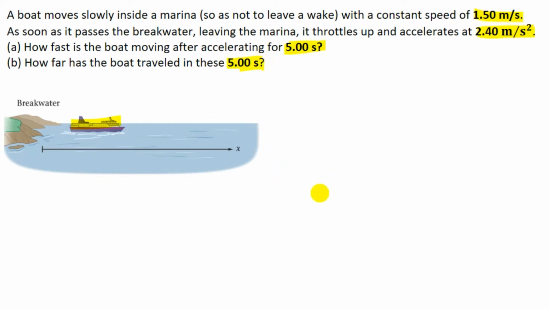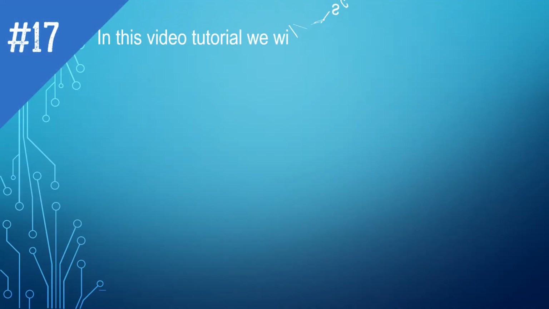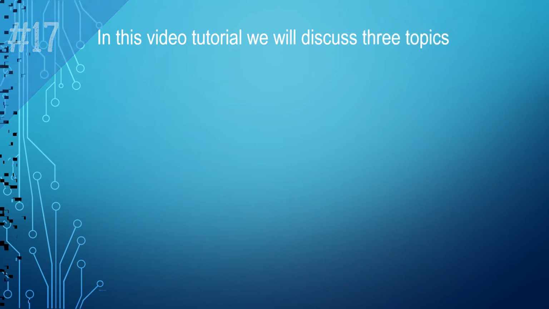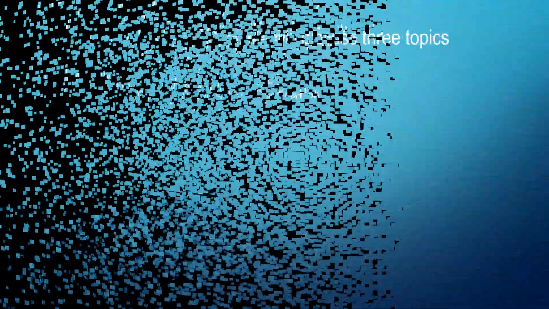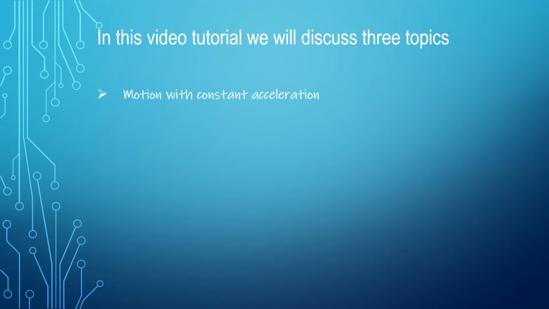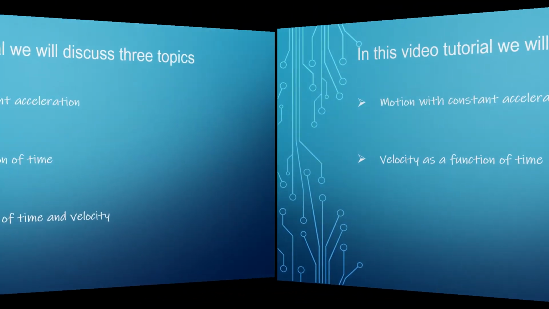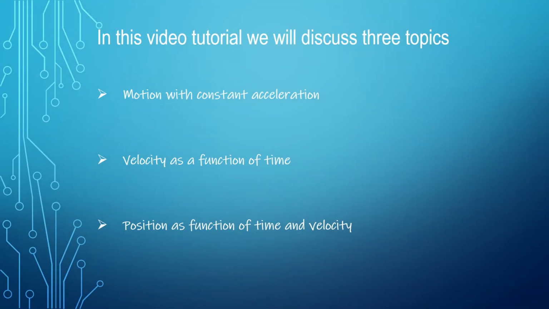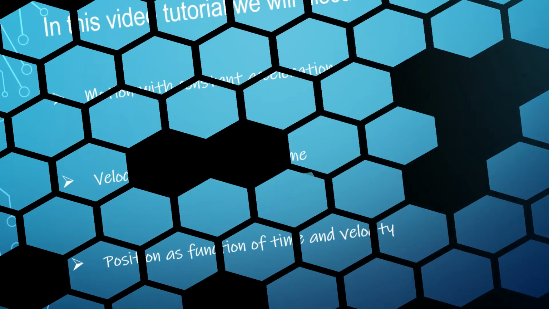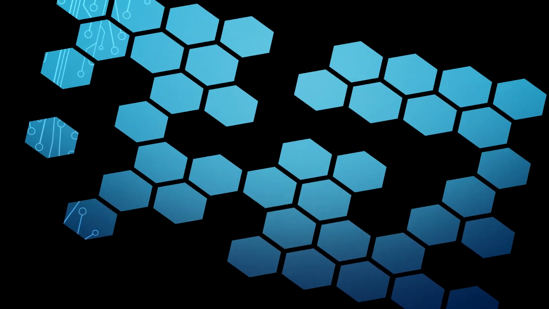So first we'll study the concept related to this question, and then we'll get back to the question at the end of the video. Welcome to STEM Professionals. In this video we'll discuss three important topics. The first one will be the motion with constant acceleration, and in this we'll derive the equations of motion. The first equation would be velocity as a function of time. The next one would be position as a function of time and velocity. So let's start with the video.